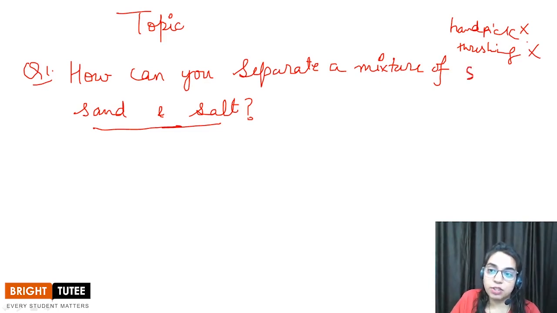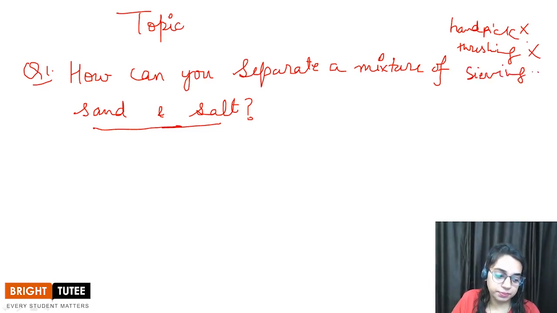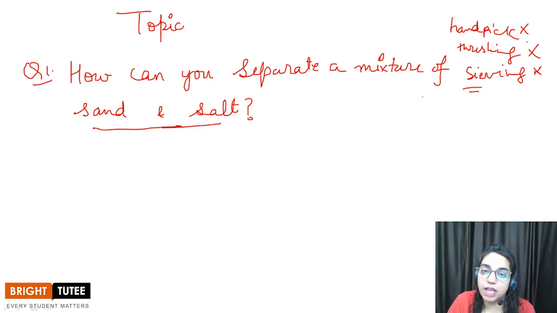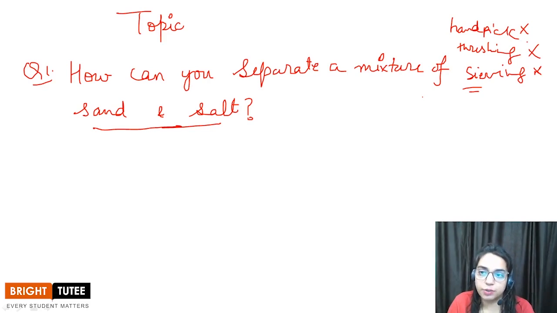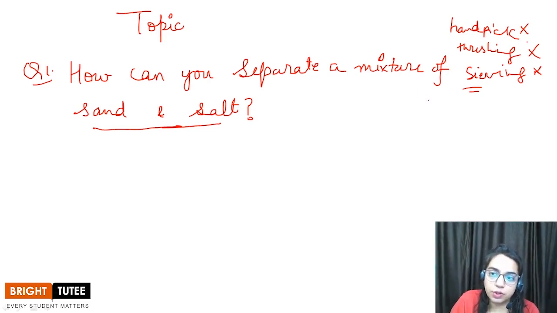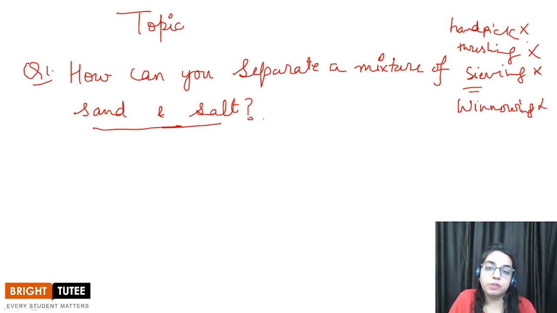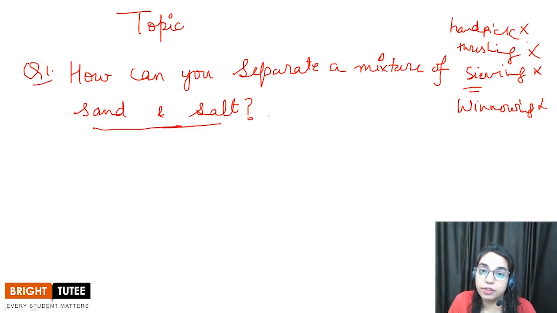So can we use sieving? No children, we cannot use sieving, because sieving can be used if one of the particles from the mixture has a larger size, but sand and salt are almost similar sizes, so we cannot use sieving also. So children, we are now left with winnowing. Can we do winnowing? No, again winnowing cannot be done, because none of the particles is light enough to be completely carried away with the help of wind.